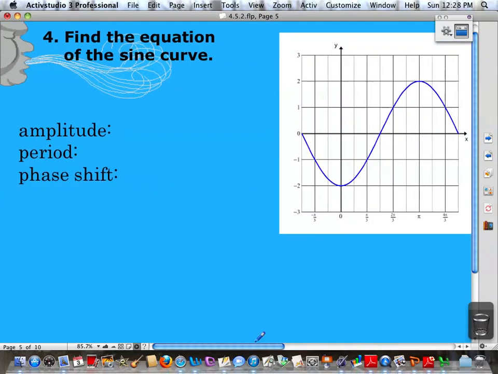Alright, let's shift gears here and see if we can go in the opposite direction. So take a look at this graph. I'll give you a minute to think about it, and we're going to look at amplitude, period, and phase shift.